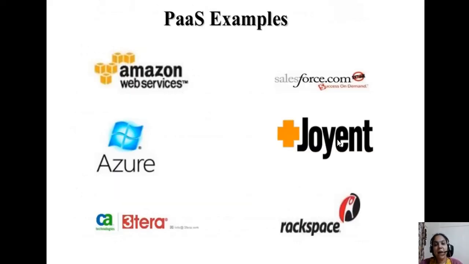Next, when you talk about PaaS examples, Amazon Web Services is a PaaS, a very good platform. Then Salesforce.com, very famous, a cloud technology that everyone is using. Azure is very famous, you can say, Joyent, then Rackspace. Among all of them, I would say Amazon Web Services, then Azure, and then Salesforce.com are the very famous PaaS service models. They are very famous platforms that are being used by people majorly nowadays.